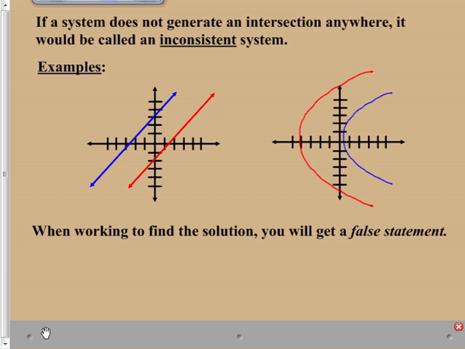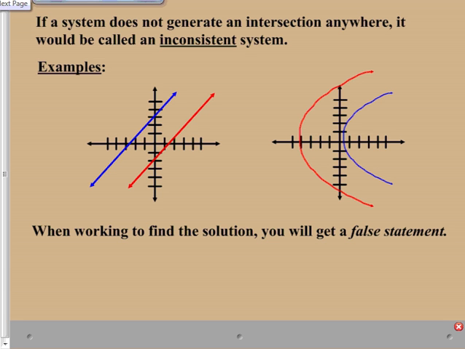When it comes down to an inconsistent system, when you are working to find a solution, you end up encountering a false statement of some kind. And I'll show you what that means when we get to the examples.